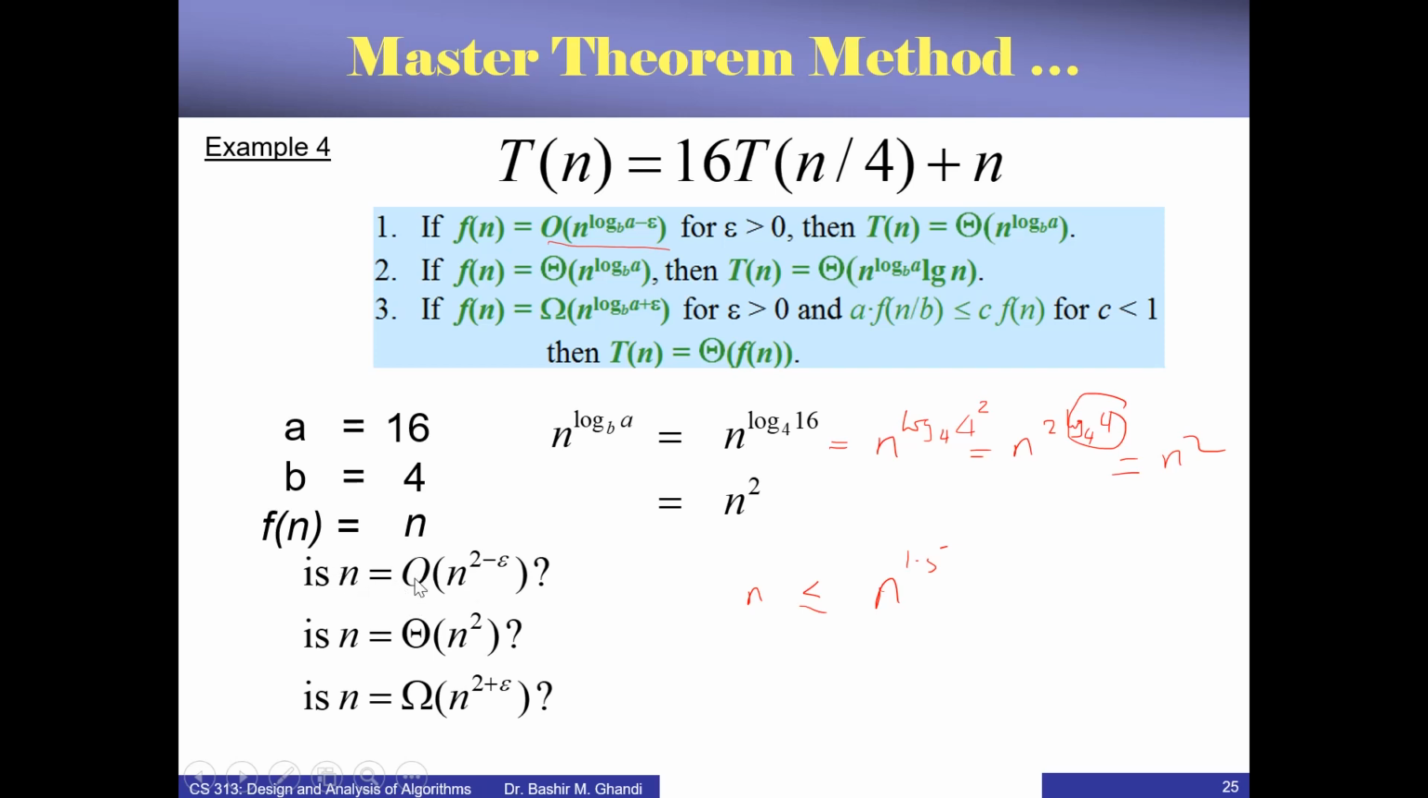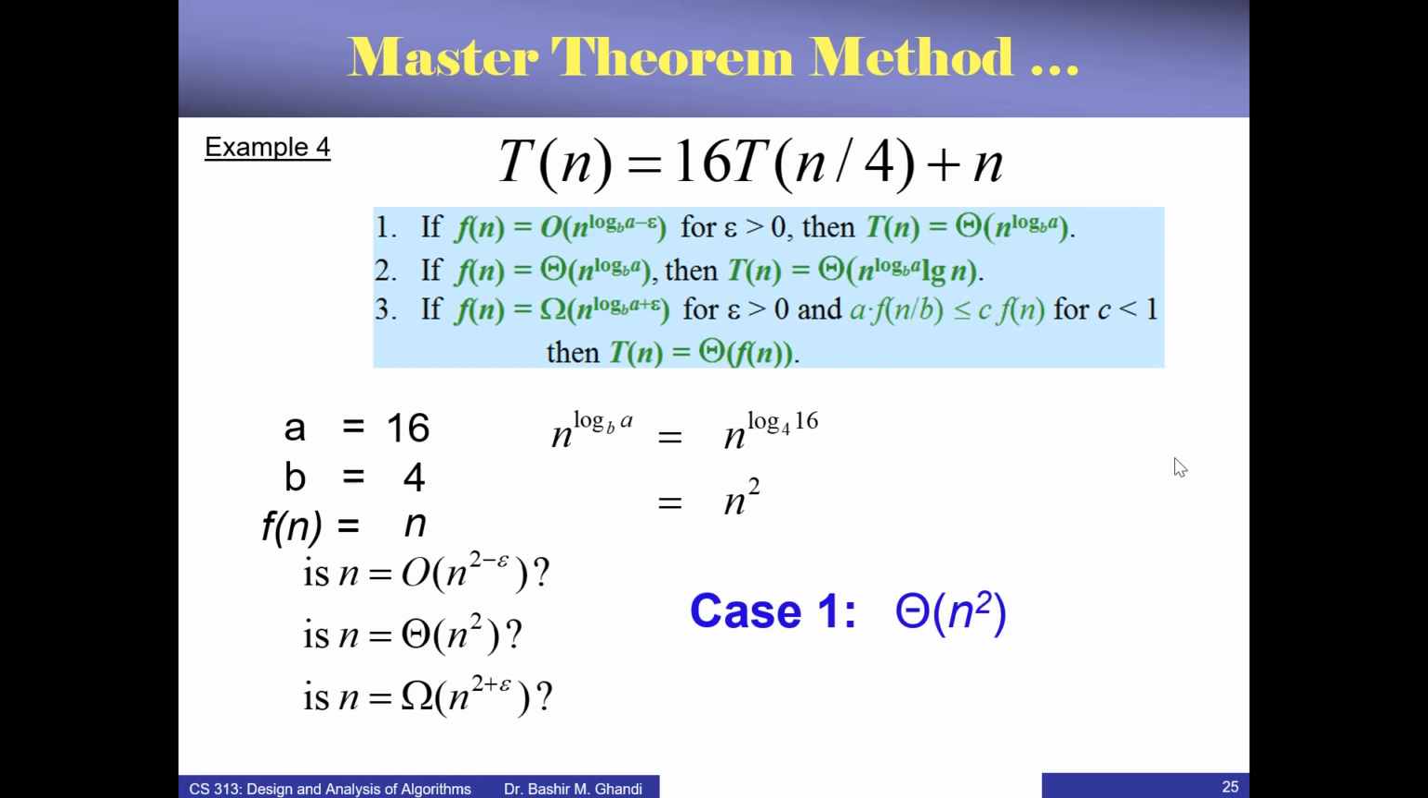n will be big O of n square minus some small positive constant. Okay, so we can say therefore our running time T(n) is simply theta of n square. This n to power log of a to base b is n square, so we can make that conclusion. We say it is case 1, and the answer is theta of n square. In other words, T(n) is theta of n square.